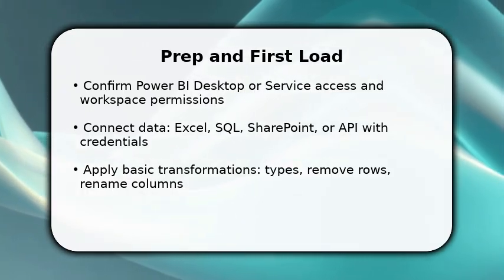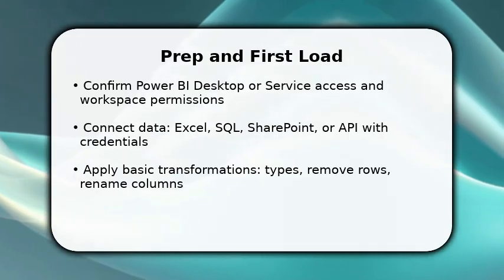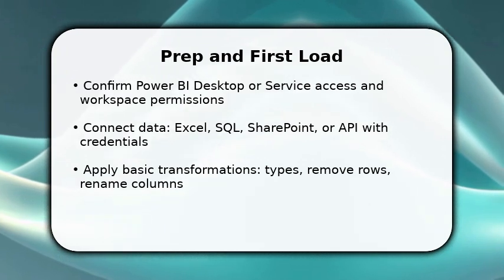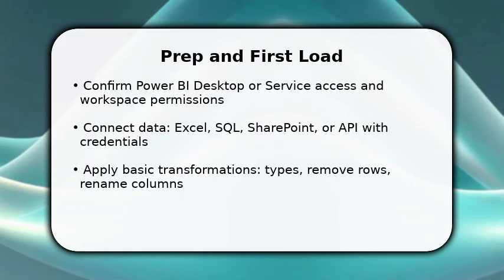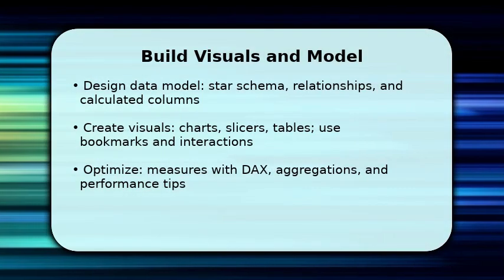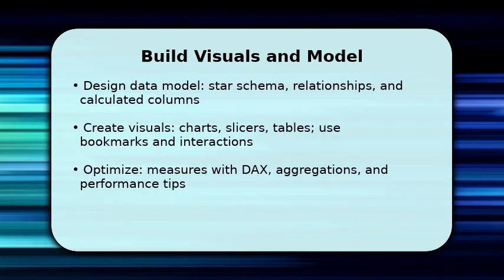As you import, create a concise data model with clear keys and reduce columns to essentials. This first pass gives you a stable foundation to build interactive visuals quickly. Once the model is stable, design a star schema layout and set relationships deliberately. This improves DAX accuracy. Create core visuals, bar, line, matrix, and add slicers for common filters so users explore. Use bookmarks and edit interactions to control cross-filtering and storytelling.